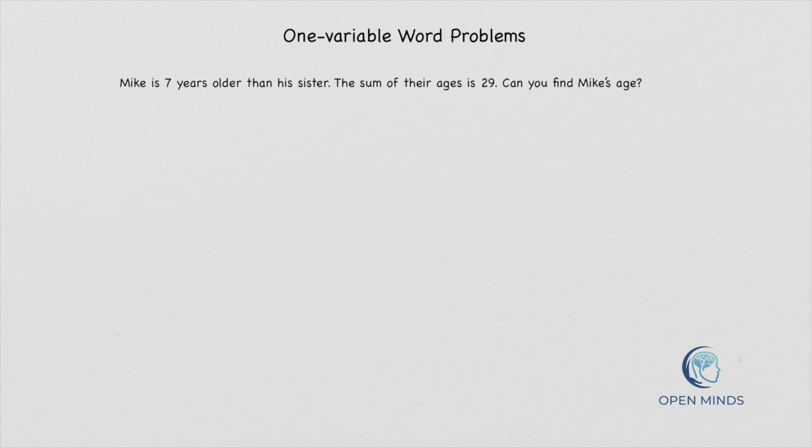Mike is 7 years older than his sister. The sum of their ages is 29. Can you find Mike's age? Whenever you have word problems, I strongly advise you to underline or circle the information that you're given and also what you're being asked to find. That gives you a guide so that you're not all over the place, and some structure when setting up your problems. So we know that Mike is 7 years older than his sister, and the sum of their ages is 29, and we're being asked to find Mike's age.